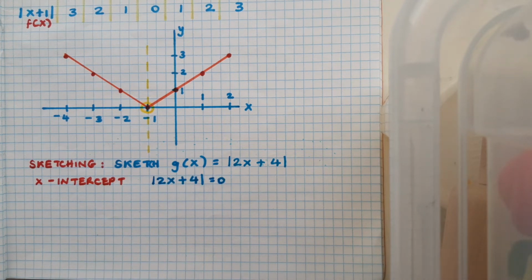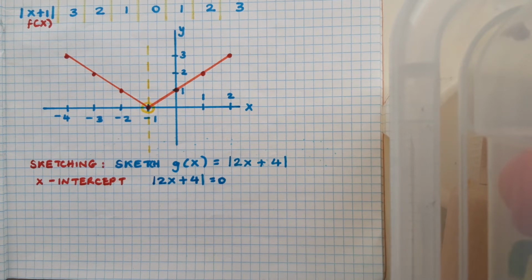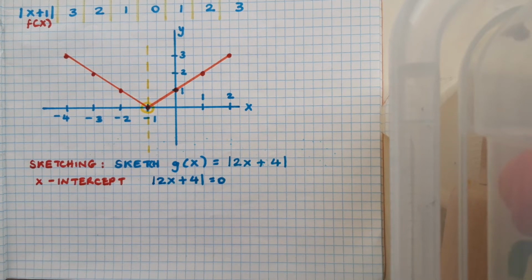And since g of x is the absolute value of 2x plus 4, then to find the x-intercept, I should let this equal 0. Now, I could, if I wanted to at this stage, square both sides of that equation, and I could multiply that out and get a quadratic on the left-hand side. You can do that now yourself if you like.